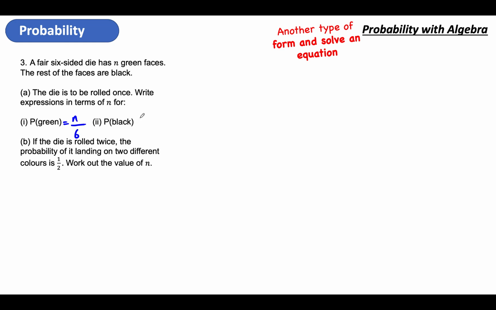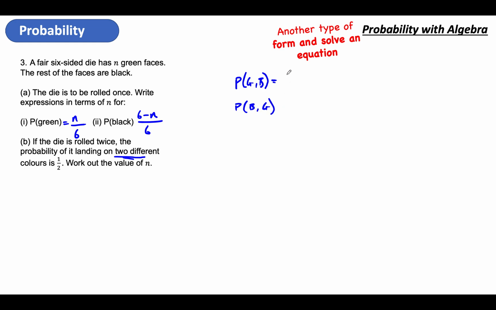And the probability of black then would be 6 minus n, because it's the total minus the number that are green, must be the number that are black, again out of the total. So there's green, there's black. Now if the dice is rolled twice, the probability of it landing on two different colours is a half. Now there are two different ways that I could get the different colours. I could get green first and then black, or I could get black first and then green.